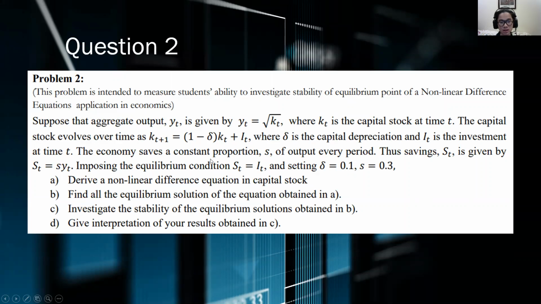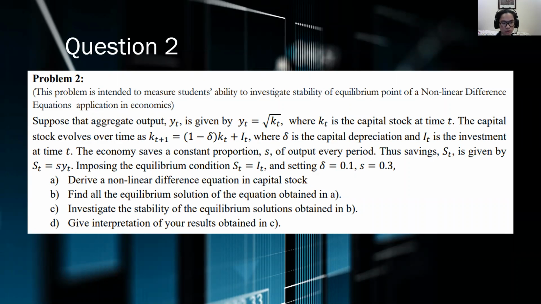Now, the economy saves at a constant proportion s of output every period. Thus, savings S_t is given by the formula S_t equals s, the saving proportion, times Y_t, the aggregate output. Now, imposing the equilibrium condition S_t equals I_t, and setting delta equal to 0.1 and s, the saving proportion, equal to 0.3. Now, there are 4 questions here.